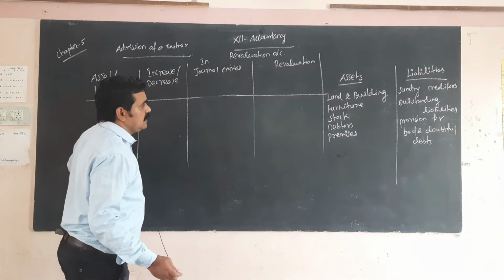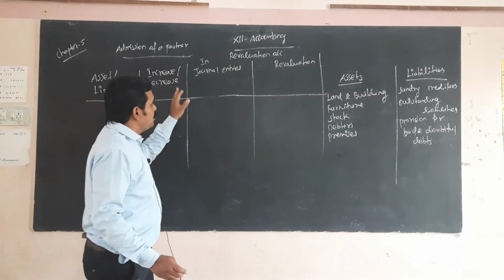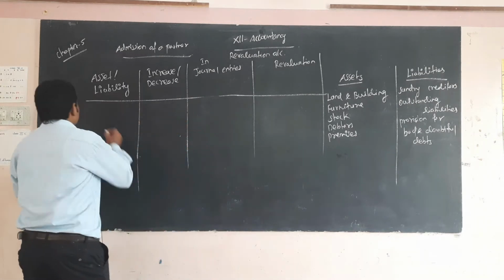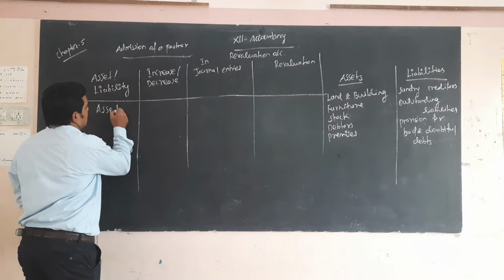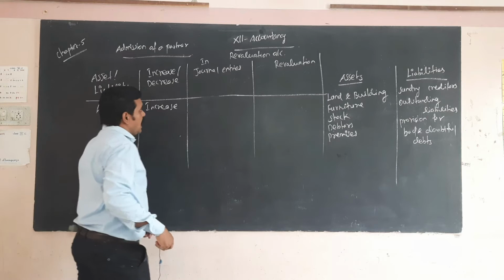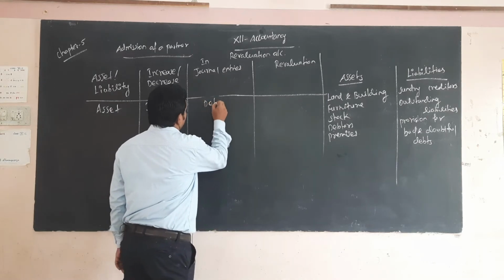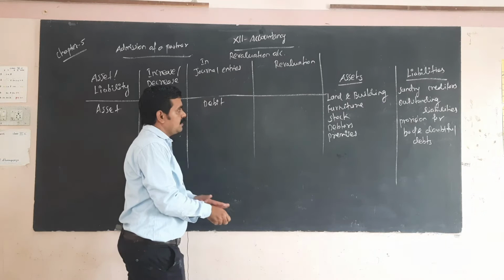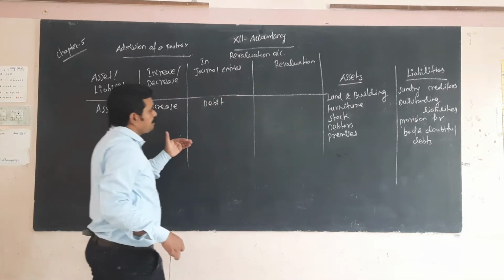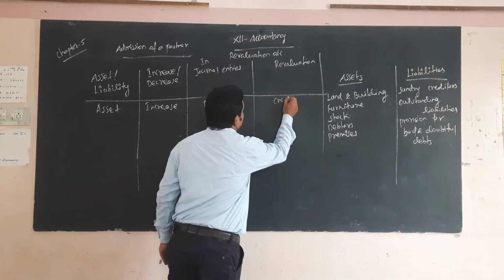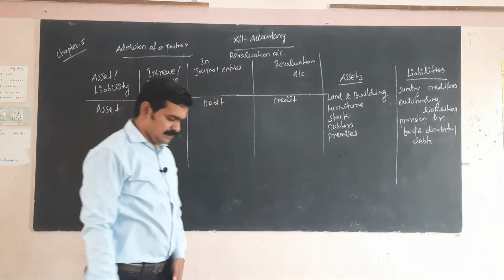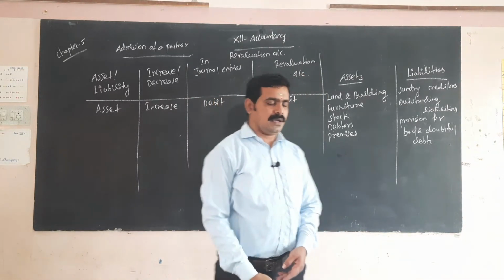In chapter 5, when assets or liabilities increase, the increased amount comes under the debit side in the journal entry. So an increase in assets is on the debit side under the journal entry. Next, in the revaluation account, that asset comes under the credit side. This is very important.